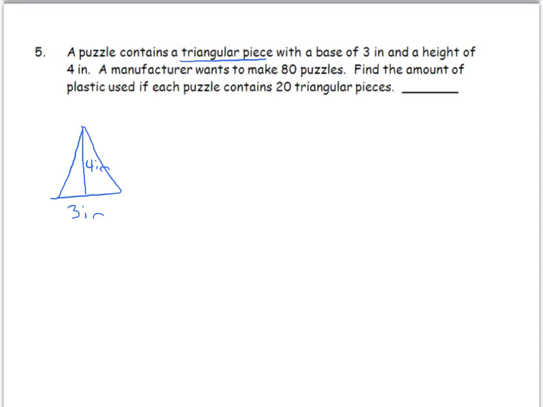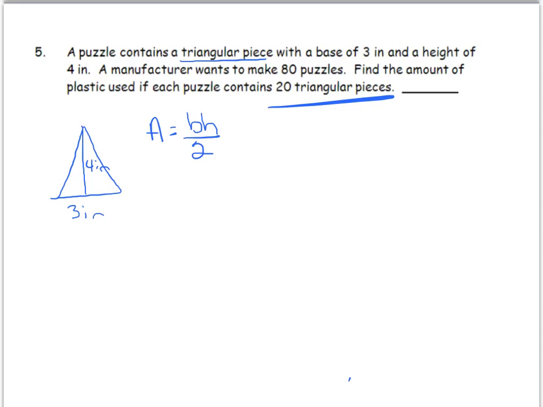Hopefully, you think of area because the puzzle gets filled in. We're not just going along the outside. So our formula that we're looking for is the area of a triangle. Area is base times height over 2, or again, 1/2 base times height. But let's think about this. I want 80 puzzles, and I want to find the amount it takes if each puzzle contains 20 pieces.